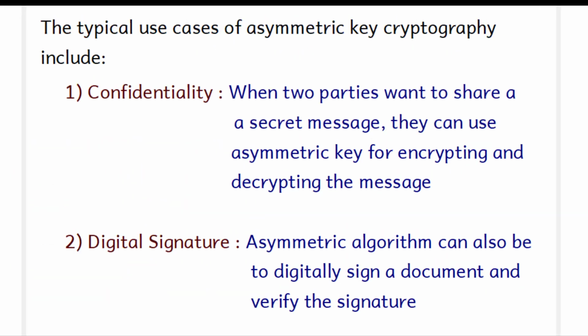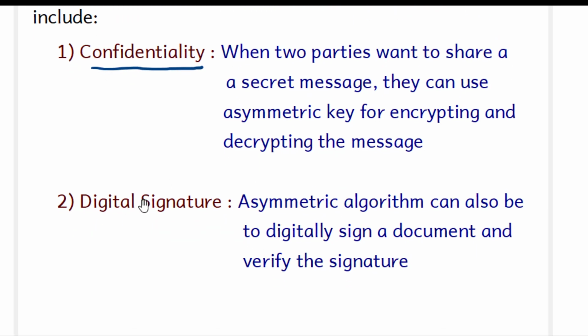Now let us see some applications of this asymmetric key cryptography. The first one is of course confidentiality. When two parties want to share a secret message, they can use asymmetric key for encrypting and decrypting the messages. The second thing is signing the document, which comes under the category of authentication. If any entity wants to sign a digital document, then again asymmetric key cryptography can be used to sign and verify the signature. So digital signatures can also be generated using this.